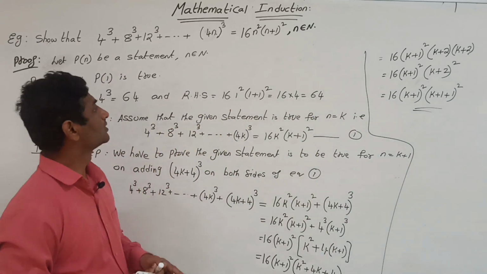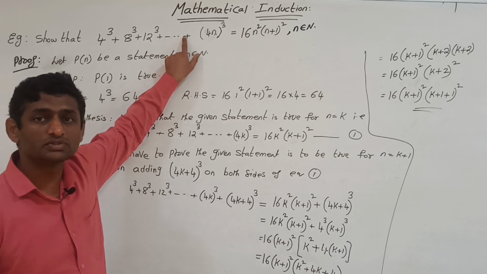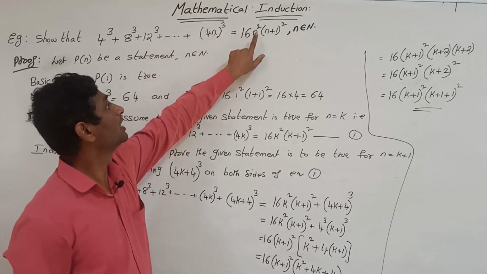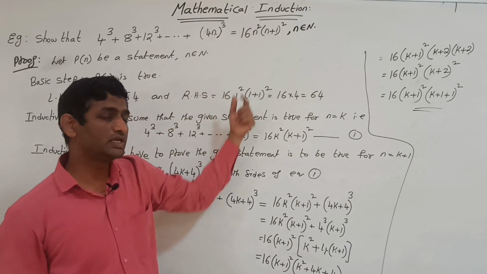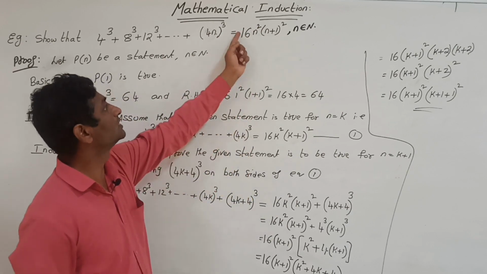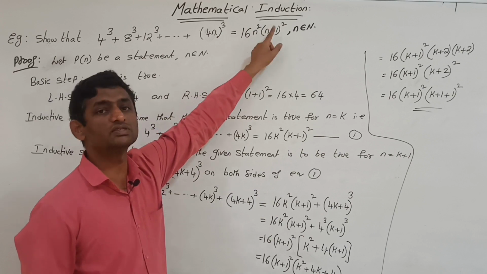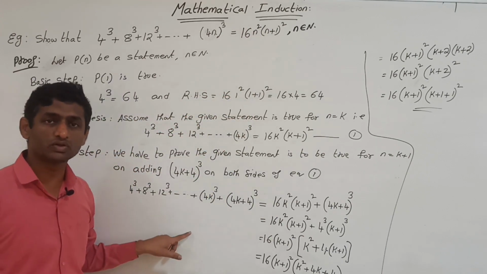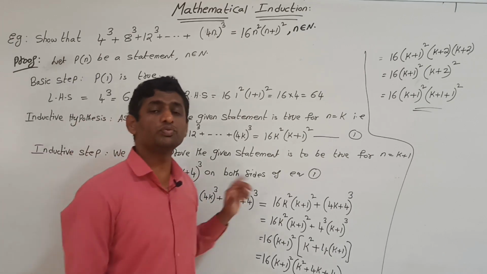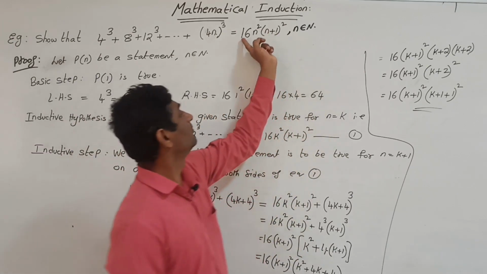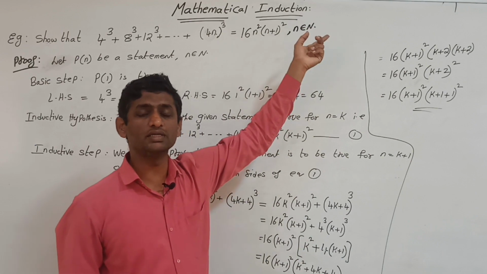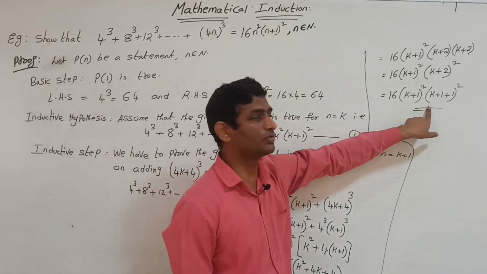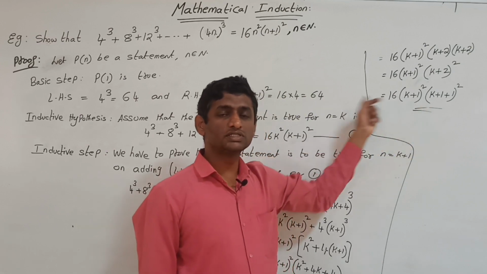So if you observe this, it is a sum of n terms. So the result is 16 n square into n plus 1. If it is the result for k terms, 16 k square into k plus 1 whole square. So this is the statement for how many terms? K plus 1 terms. So what should be our result is 16 k plus 1 whole square into k plus 1 plus 1 whole square. That we have proved. So the statement is true.